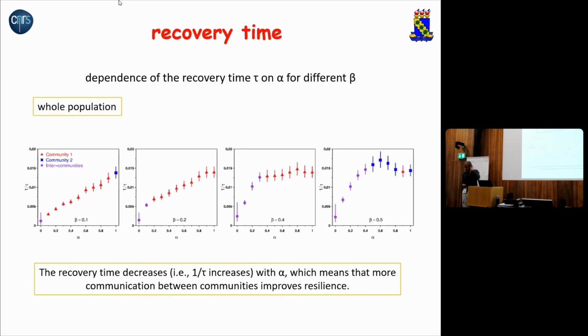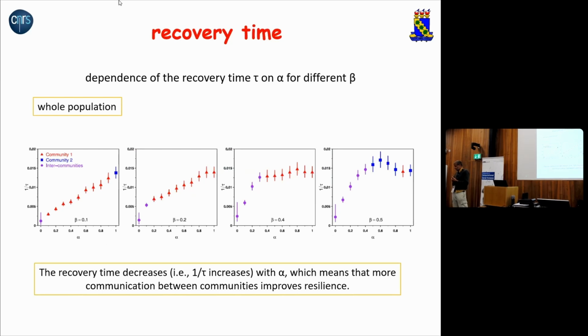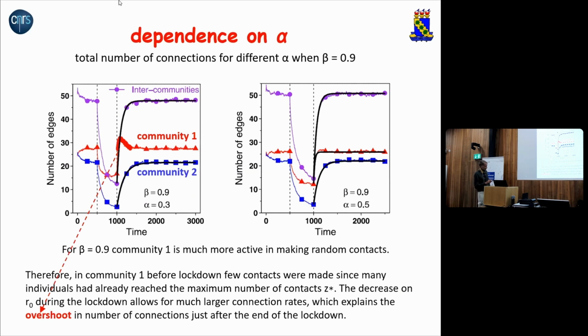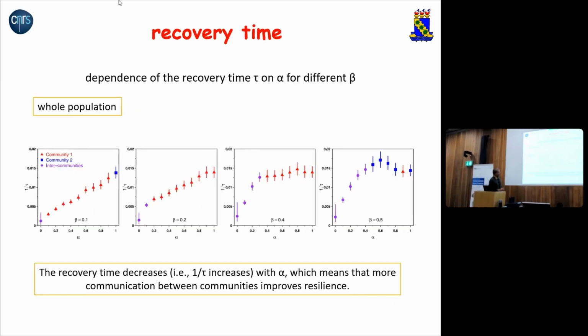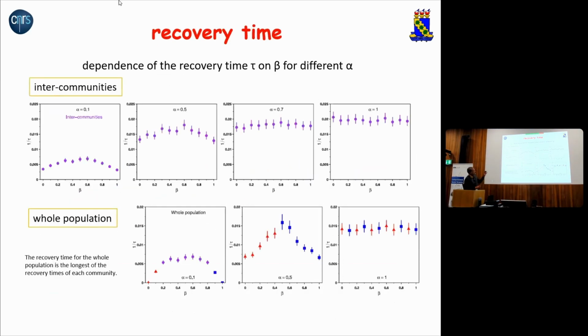Now, this is the most important result of this second part, namely that systematically the resilience, which is 1 over tau, increases with alpha. So the more the two communities are connected with each other, the better the resilience of the society. Repeating, what is crucial are the random connections, and the interconnections between communities. And now, after that, this is another detail.